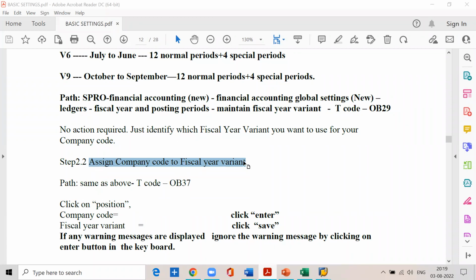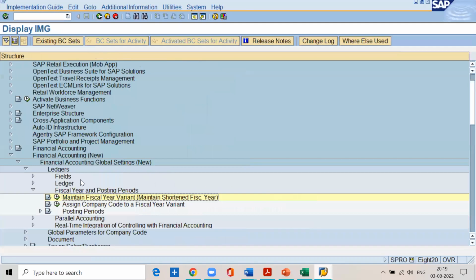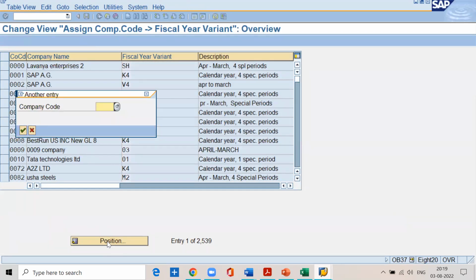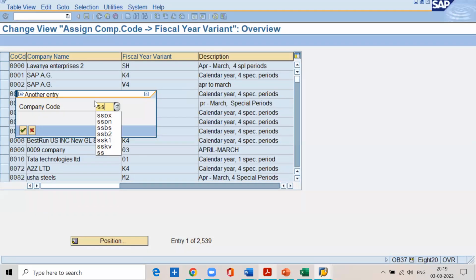Now, assign company code to fiscal year variant. Path is same as above. Whenever you see path is same as above, this is called back arrow. You have to go on clicking on back arrow till you reach the IMG screen. See, the step is immediately available below that step: assign company code to fiscal year variant. Click on position. Company code is equal to SSKV. This is our company code, right?